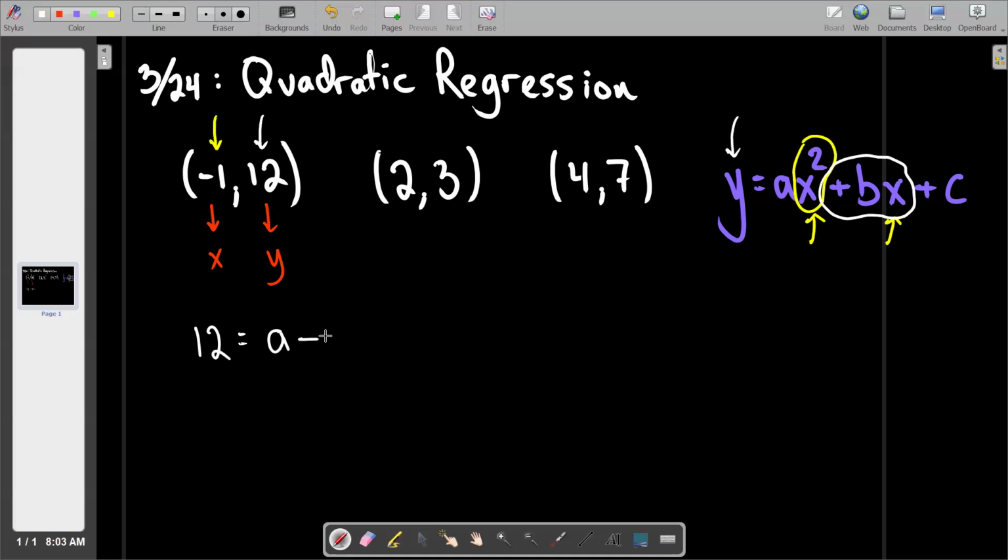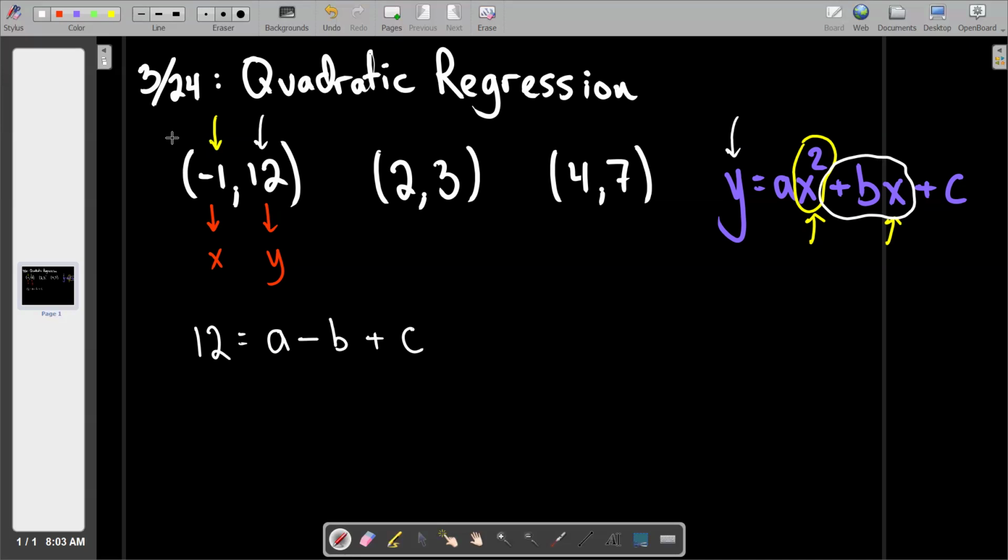Minus b. Perfect. And then the last part doesn't have an input. It doesn't have any variability to it. So it's just going to always be plus c. So we have one equation. You might know where this is headed, but you might not, but you'll know soon enough. So that's step 1. And we're going to repeat that process now 2 more times.